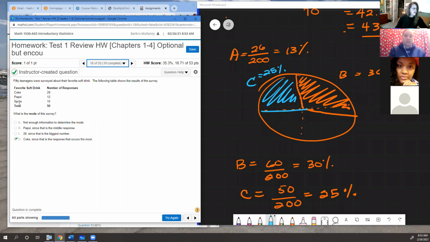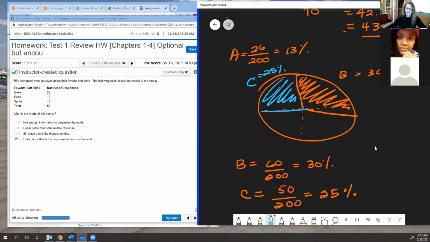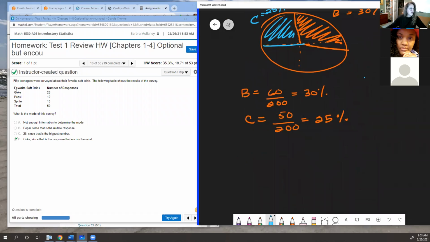What's the mode? Okay, so we have Coke, 28 preferred Coke, 12 preferred Pepsi, 10 preferred Sprite. So the mode would be Coke because of the frequencies. Just do not choose the number for mode. Some students make the mistake of choosing the frequency, but that wouldn't be the mode. 28 is just how many times that occurred. So Coke would be the mode of this data.